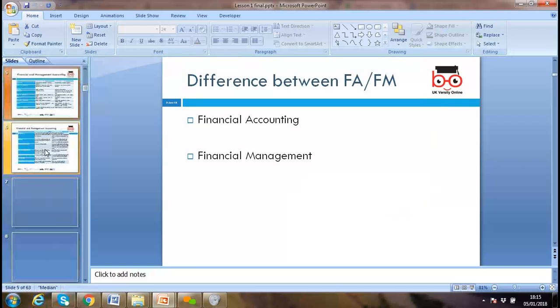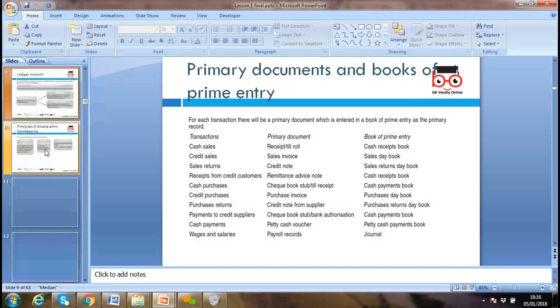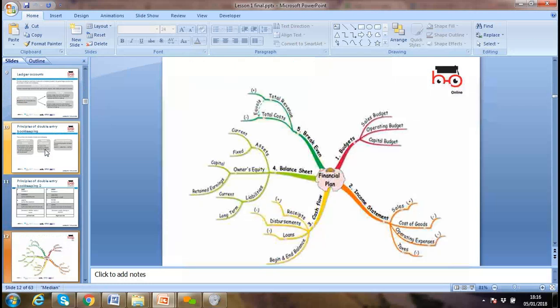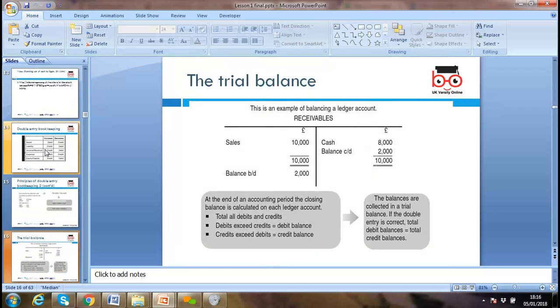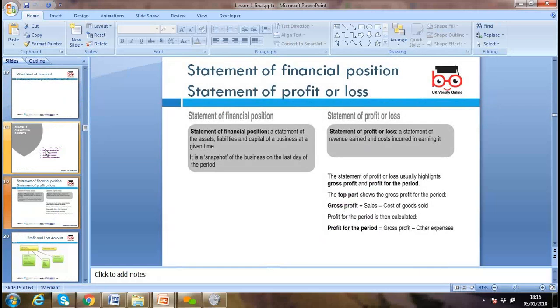Okay, well, great. So we discussed all this, and then we discussed the purpose of accounting systems. We discussed transactions, primary books of entry and all, ledgers, debit and credit, and the accounting equation. We discussed the trial balance. We discussed how many types of statement we prepare, these two: statement of financial position and profit or loss.